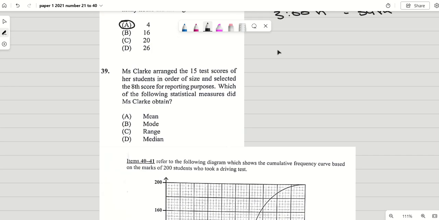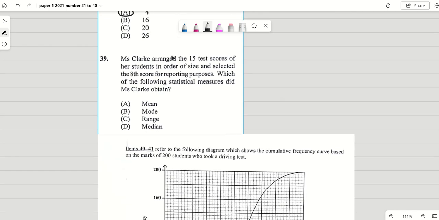Let's look at number 39. Miss Clark arranged 12 test scores of her students in order of size and selected the 8th score for reporting purposes. Which of the following statistical measures did Miss Clark obtain? Mode is most popular. They didn't even tell you anything about most popular, so it can't be mode. Mean, there's nothing from this that would tell us what does it mean. Range, this is not a range. So it's either C or D.